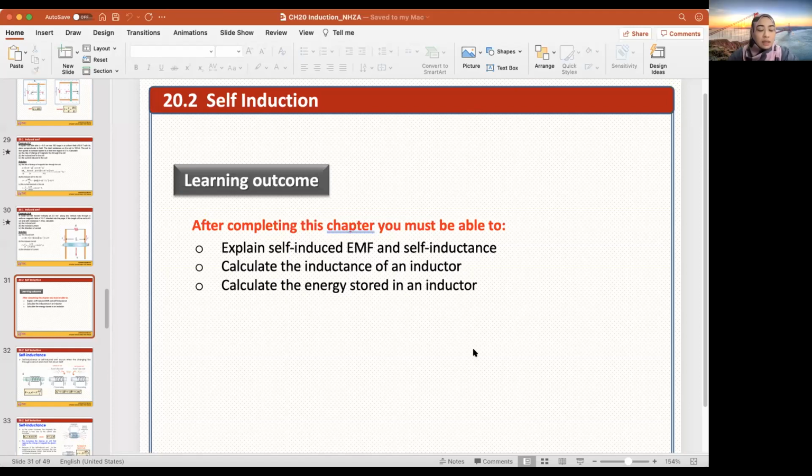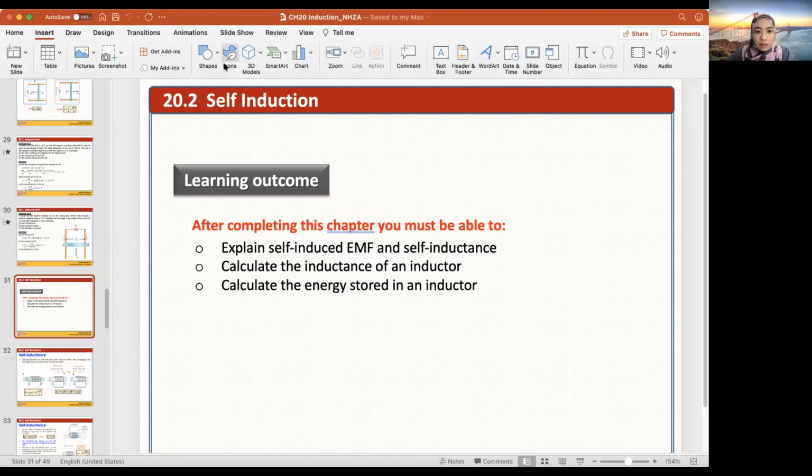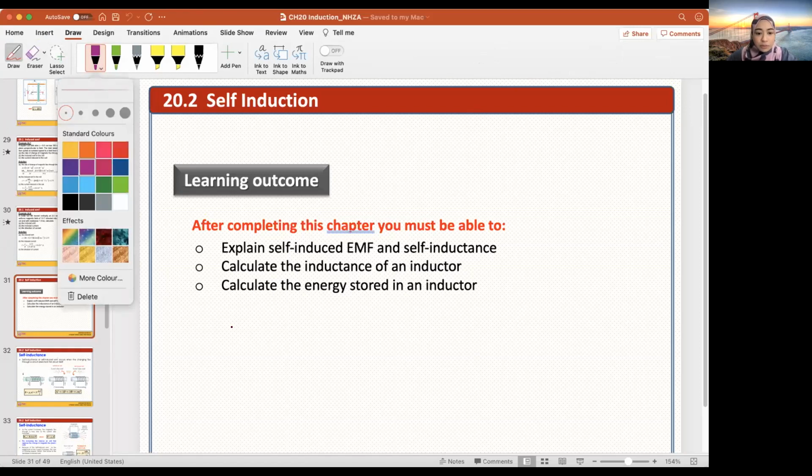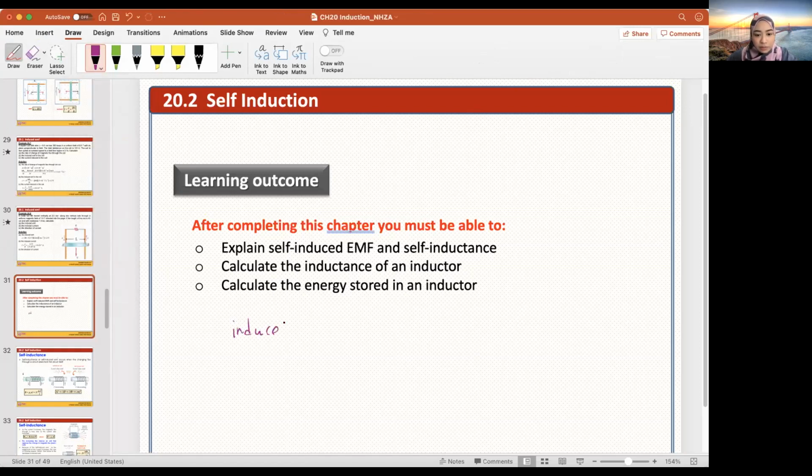Alright, so today kita nak belajar pasal self-induction. So I know you guys have forgotten about what we have learned because of your exam, but it's okay. So sebelum ni kita cakap pasal induced EMF. So we talked about induced EMF.